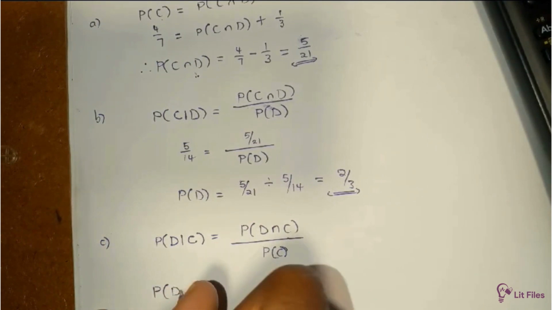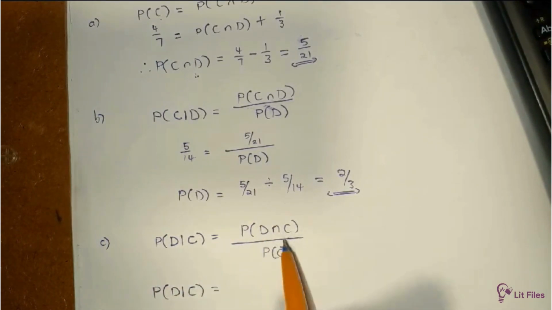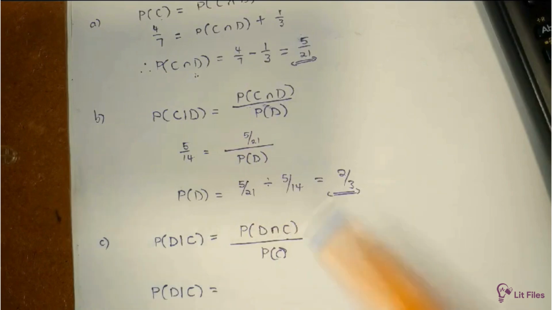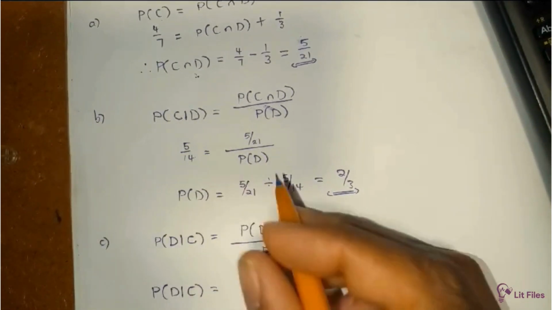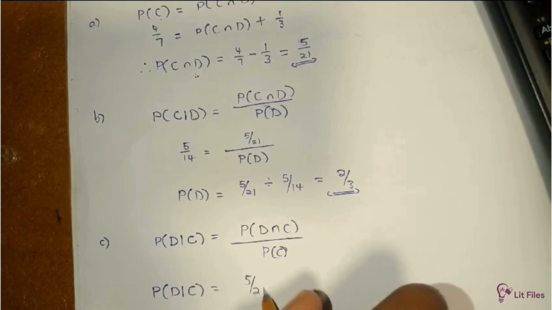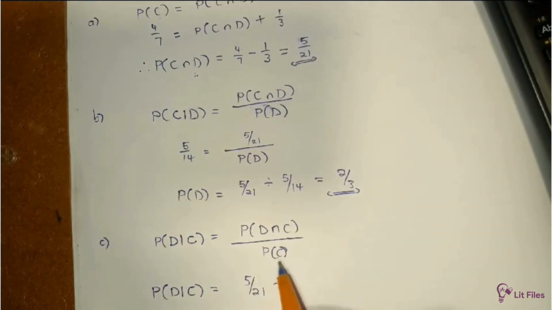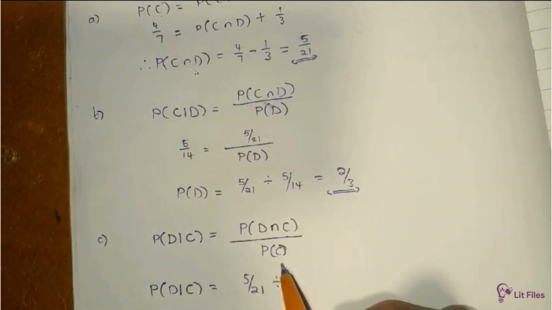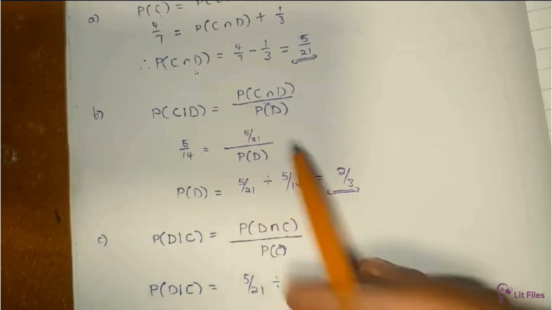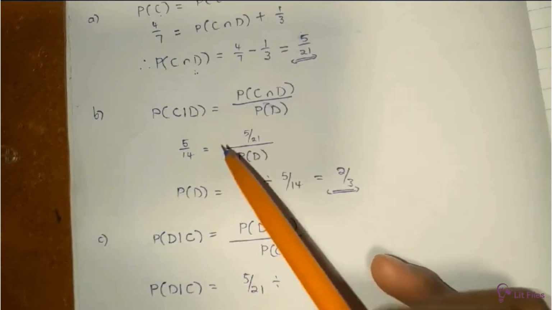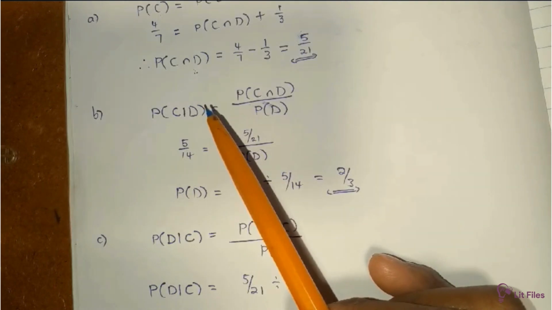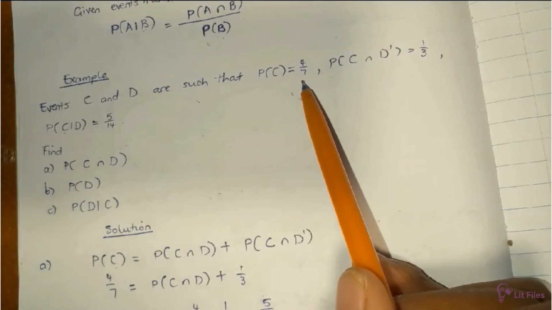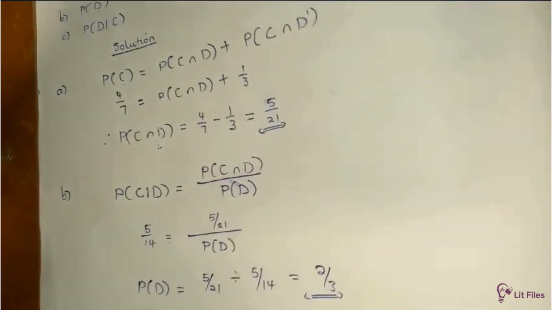The conditional probability of D occurring given that C has taken place, we need the intersection. The intersection of C and D will be the same as the intersection of D and C. So the probability of the intersection, we found it to be 5/21. And the probability of C occurring, we found it up here. We were given this already. The probability of C occurring is 4/7.